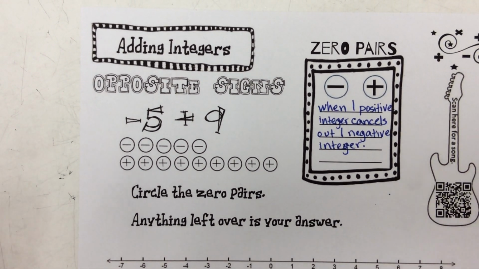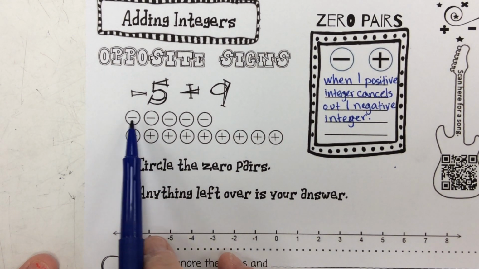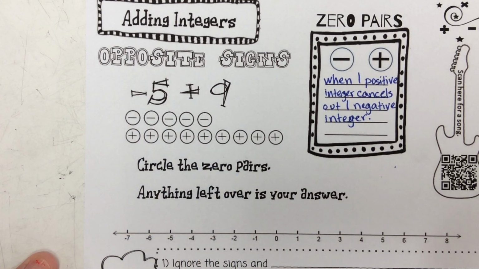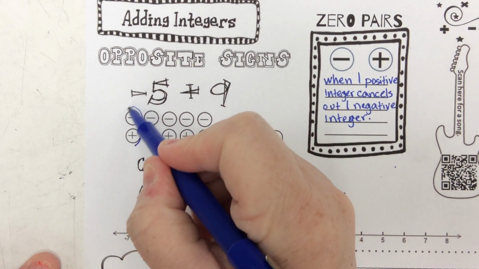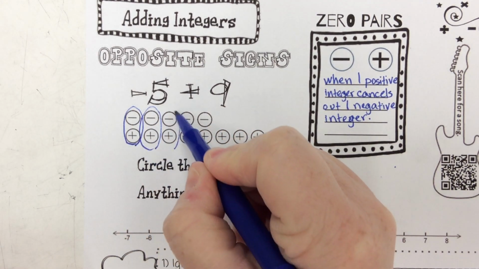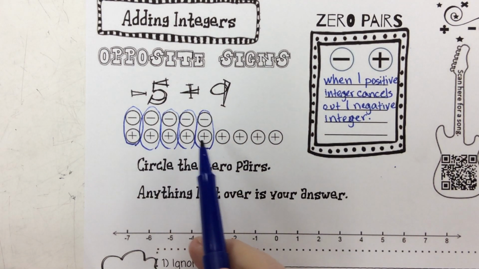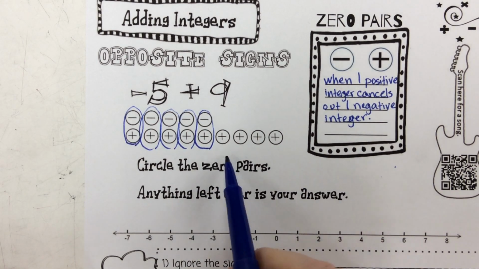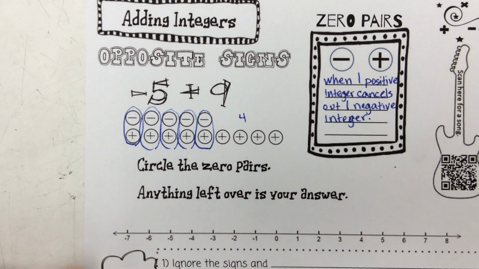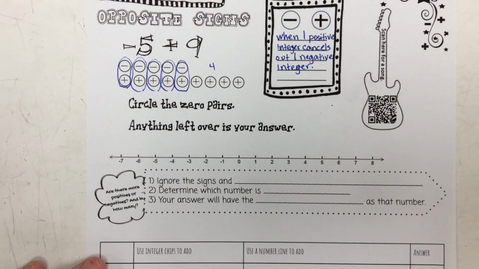Okay, so all we do here with models is we circle the 0 pairs. So I have my 5 negatives and then my 9 positives, and I'm going to circle the 0 pairs. So this is a 0 pair. They're going to cancel each other out. Here is a 0 pair that cancels each other, and another one, and another one, and another one. And by organizing your work like this, it makes it a lot easier. What's left over here? I see 4 positive integers. It's that easy.